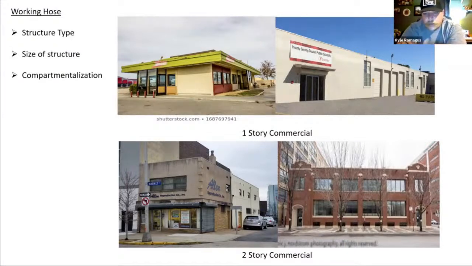Two-story commercial on the bottom left here, 100, 110 foot of hose will get me everywhere I need to go here. On the bottom right, two-story commercial as well, I need a drastically different amount of hose to get everywhere I need to go in that building. But choose your drop point correctly. Get three sides of the building, get a really good determination on where the fire is, and you can solve a lot of those problems from occurring in the first place.